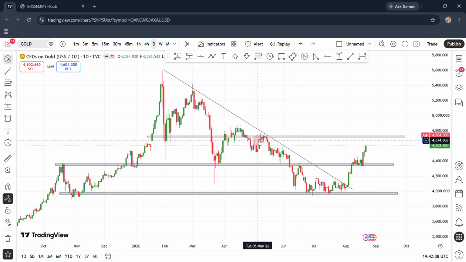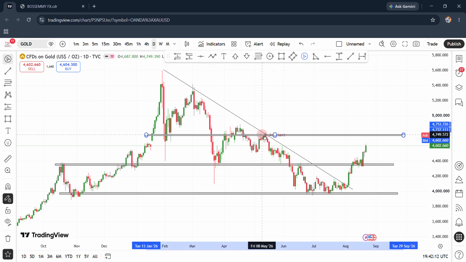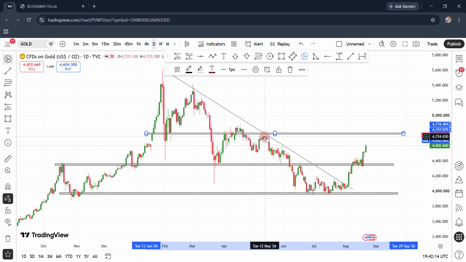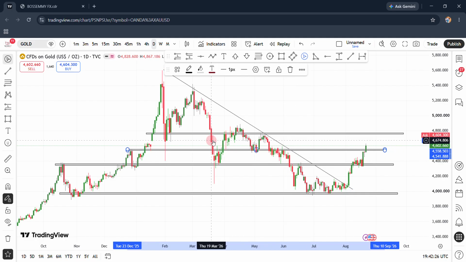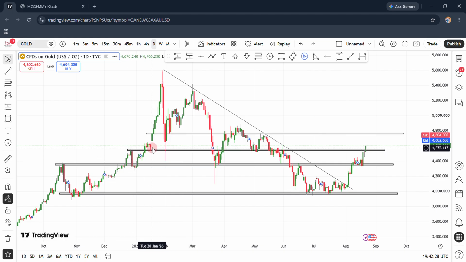What am I identifying? I'm identifying this resistance level here. So that's the zone I identify. The next one I have is around this zone, around here. Perfect. So price came to this point, broke this resistance level to create a support level, and moved to the upside.